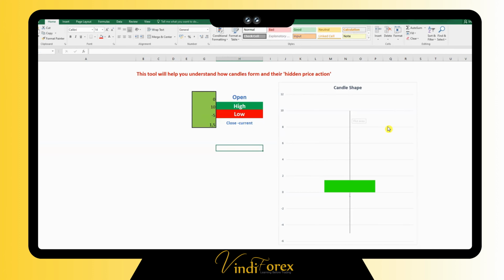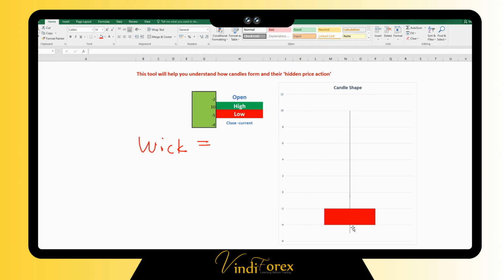And sometimes you will find that, let's say it opened at -2, and then the current price is -4, just to show you a variation of this. Look at that. Again, we can use our formulas. Wick, check how big the wick is.